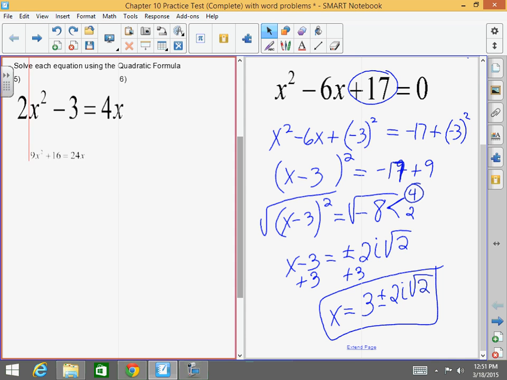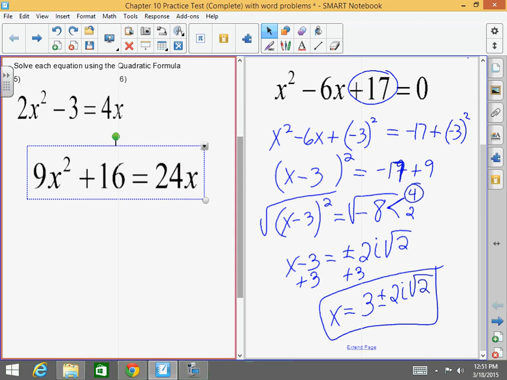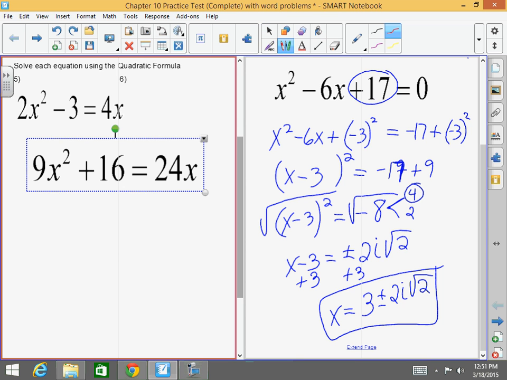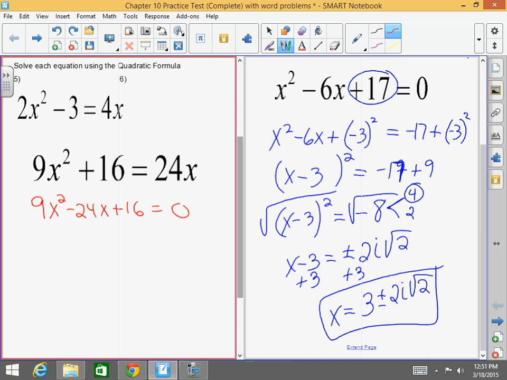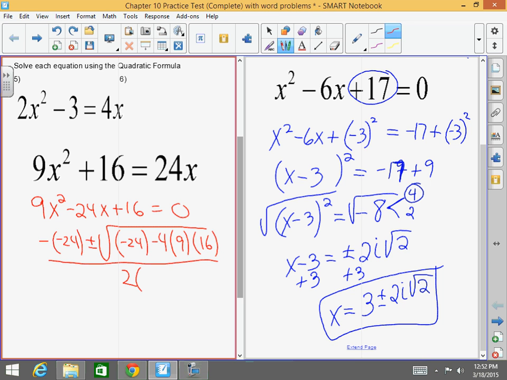Now let's do this guy. First, like always, we have to put it in standard form. 9x squared minus 24x plus 16. By the way, this is when a calculator comes in really handy. Negative b plus or minus square root of b squared minus 4 times a times c, divided by 2a.